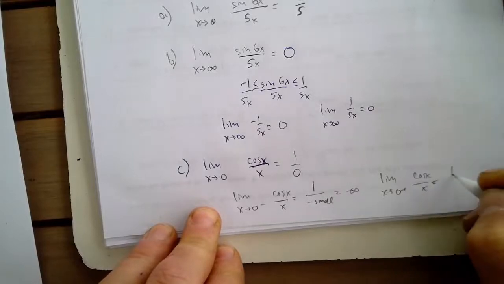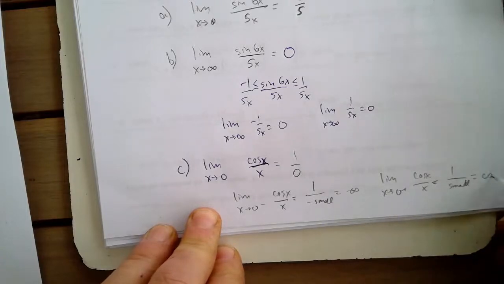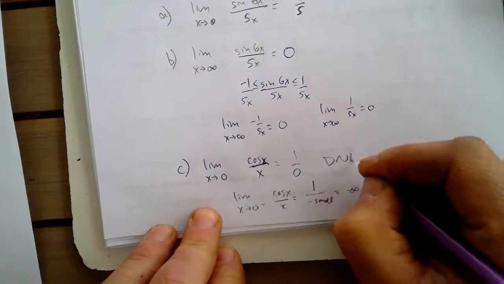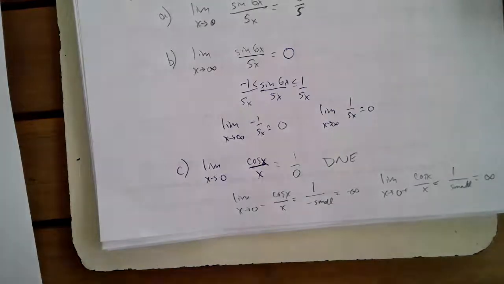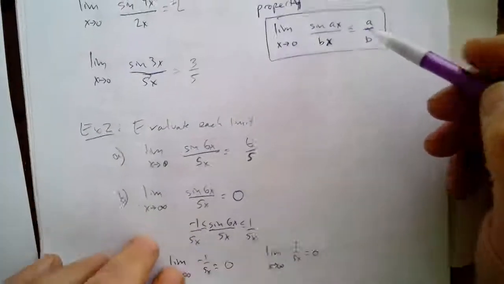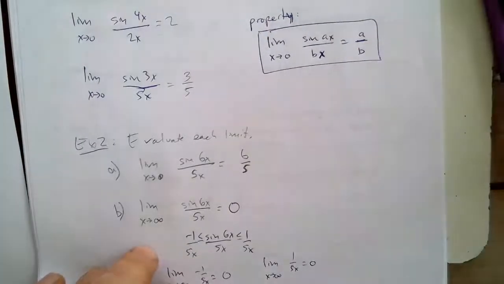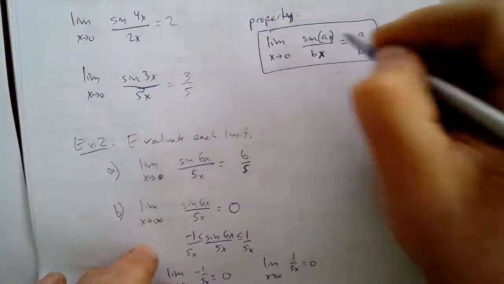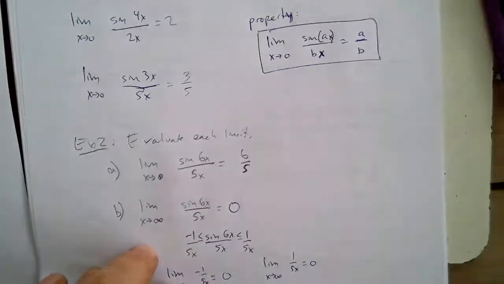Okay, so we want to be careful with this property. It is very specific: it's the sine of a function, sine of ax over bx. So it must be sine, it can't be cosine. It must be approaching 0. It cannot be approaching a different value there. So keep those in mind as we try to do the later examples, as the next video gets into the harder examples.